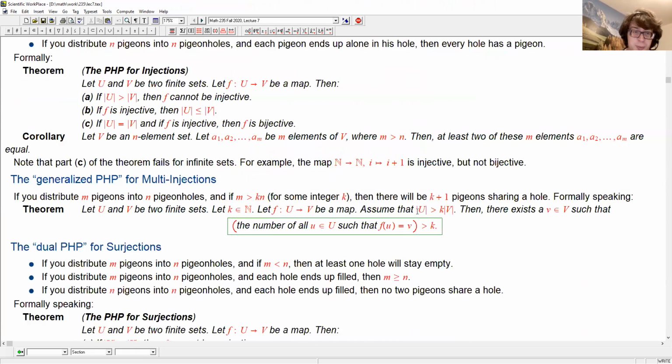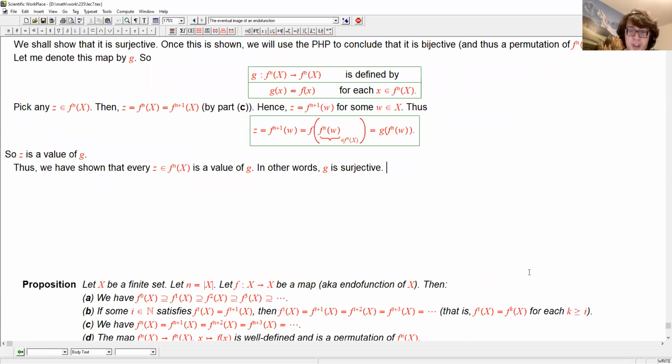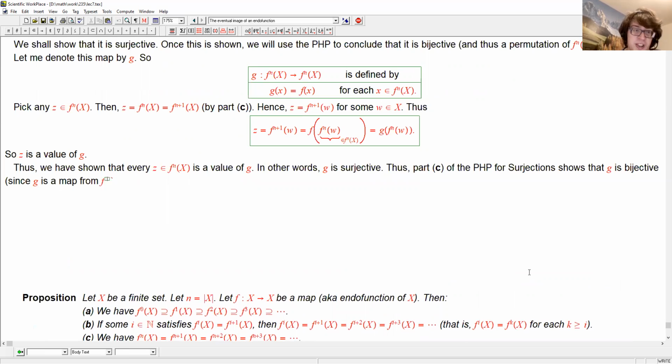And now, the pigeonhole principle for surjections shows that if a map between two finite sets of the same size is surjective, then it is bijective. So part C of the pigeonhole principle for surjections shows that g is bijective, since g is a map from f^n(X) to f^n(X), and f^n(X) is a finite set, and of course it has the same size as itself. In other words, g is a permutation of f^n(X), which is what we wanted to prove.